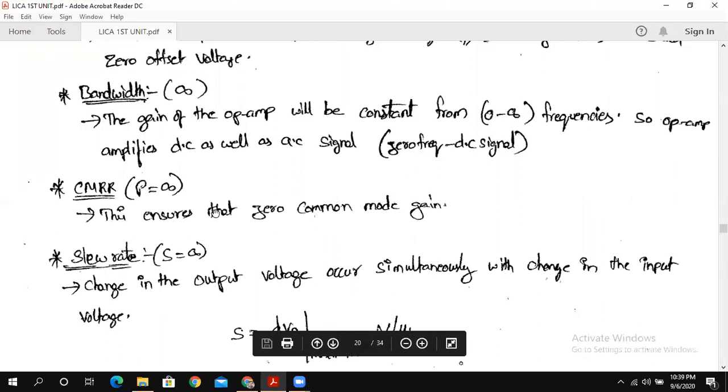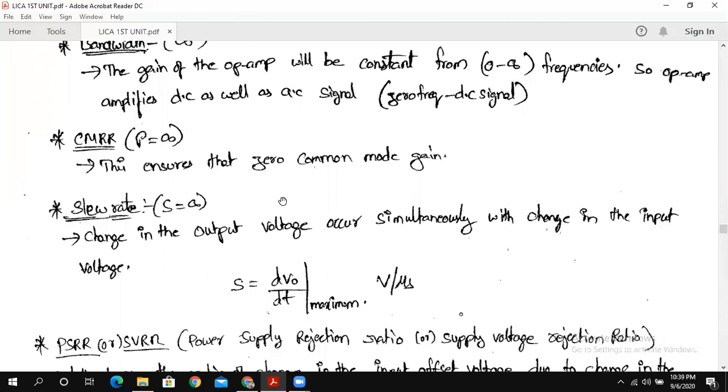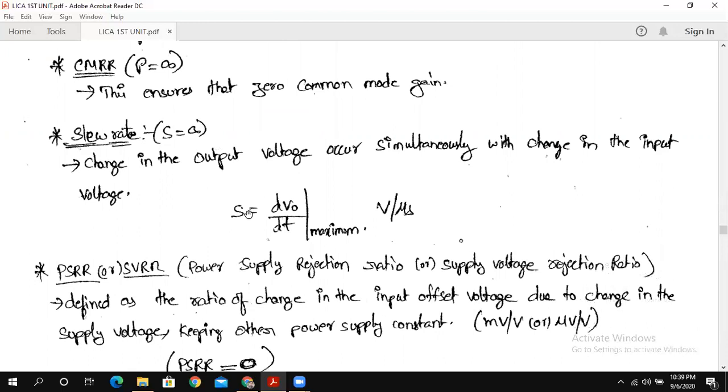Slew rate means a change in the output voltage occurs simultaneously with the change in the input voltage. The slew rate must also be infinity. The slew rate is given by dV naught by dt, which must be maximum. So for an ideal op amp, this must be infinity.